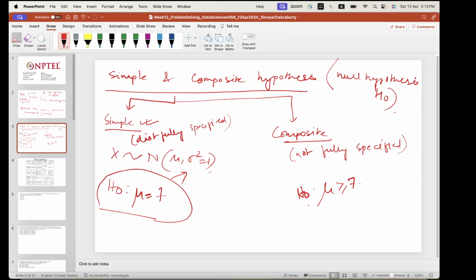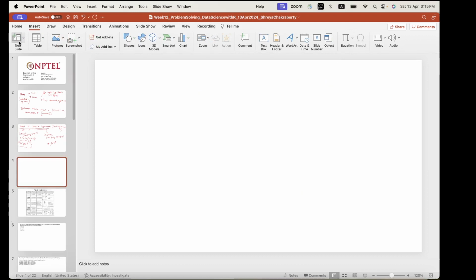Okay, now when we are testing any hypothesis for that matter, we would want to define certain decision rules that would specify whether we should reject or accept the null hypothesis.